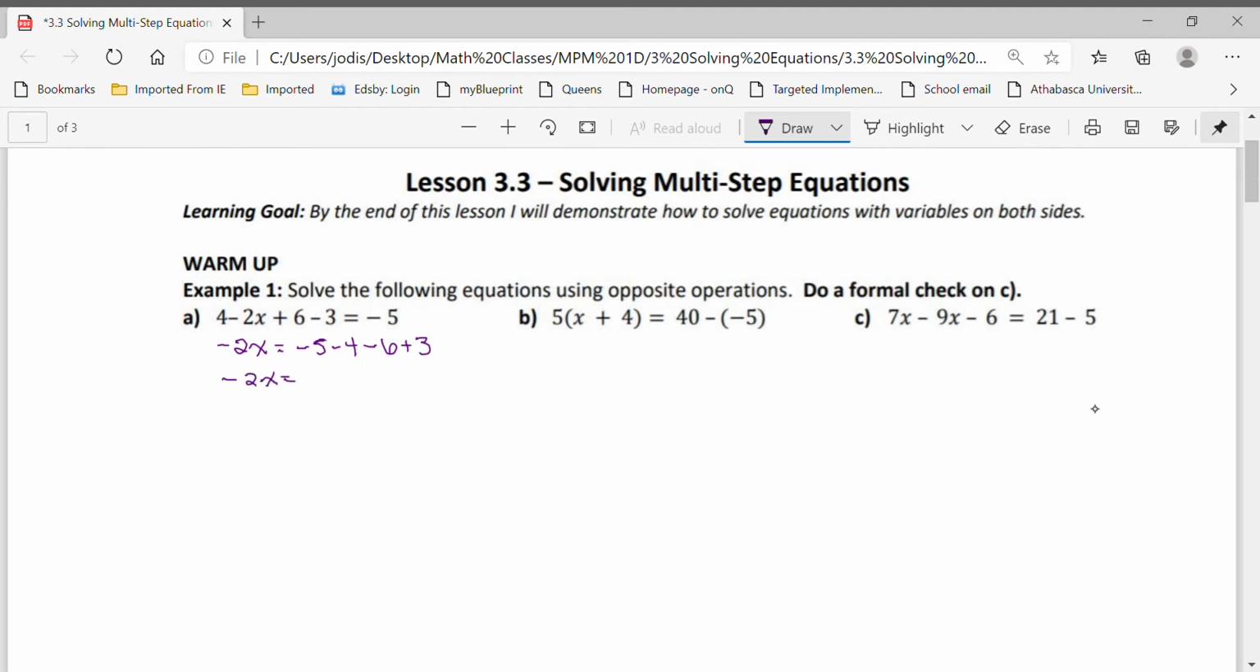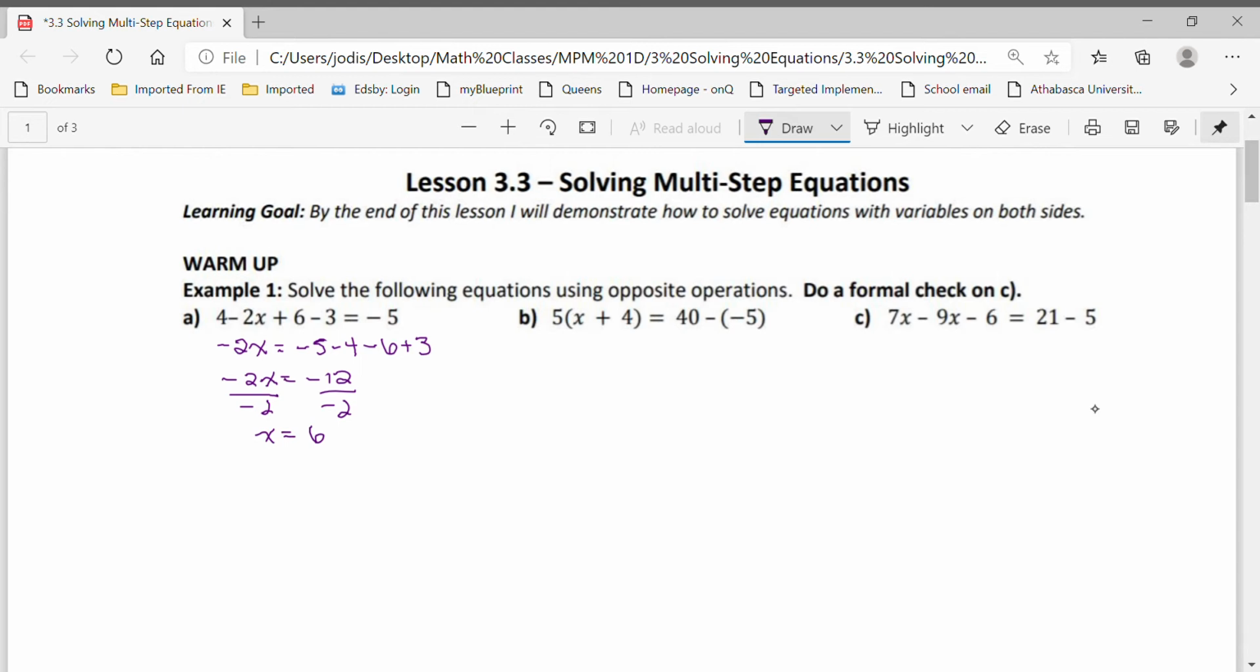So this -2x is here. So we've got -5 minus 4 minus 6 is -15, plus 3 is -12. And then divide both sides by -2, x equals 6.